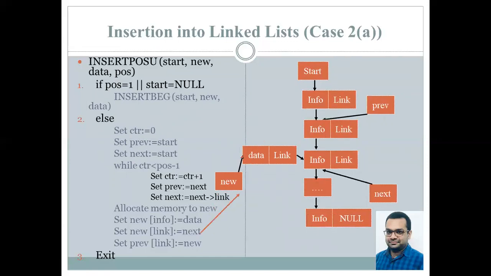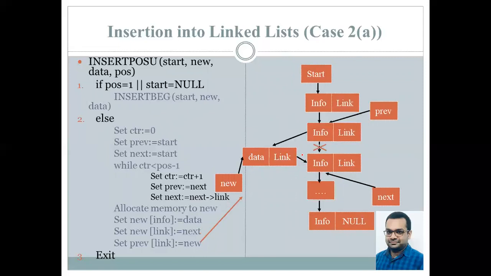Now in the next step, new node's link part is assigned the value of next. Since currently next points over here at this location, therefore the new node's link part also starts pointing to this node. And in the next step, the previous node's link part now points to the node which is pointed by new. So now you can see earlier previous was pointing over here. Now this link is broken and this node starts pointing over here.